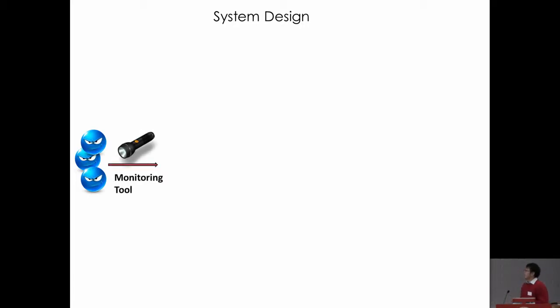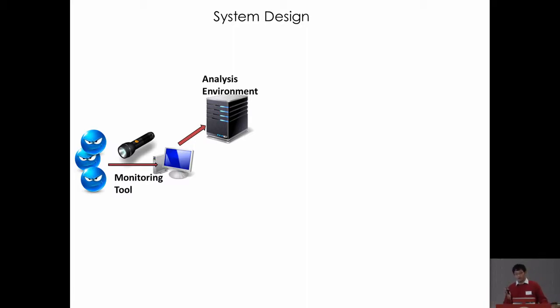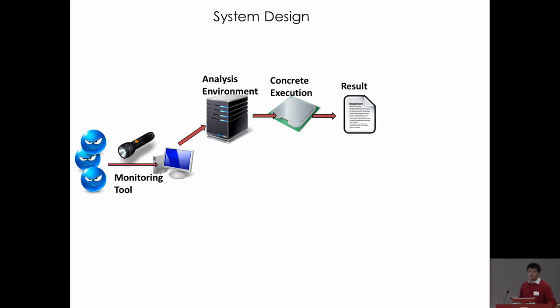Next, we give an overview of our system. The design of GoldenEye starts with analyzing a bunch of malware samples. We first do the normal procedure of dynamic analysis. First, we use some monitoring tools to monitor the malware's execution. And we have baseline environments, which we call the baseline and analysis environments. We do some concrete execution on this malware, and then we get some result. This is the baseline running.